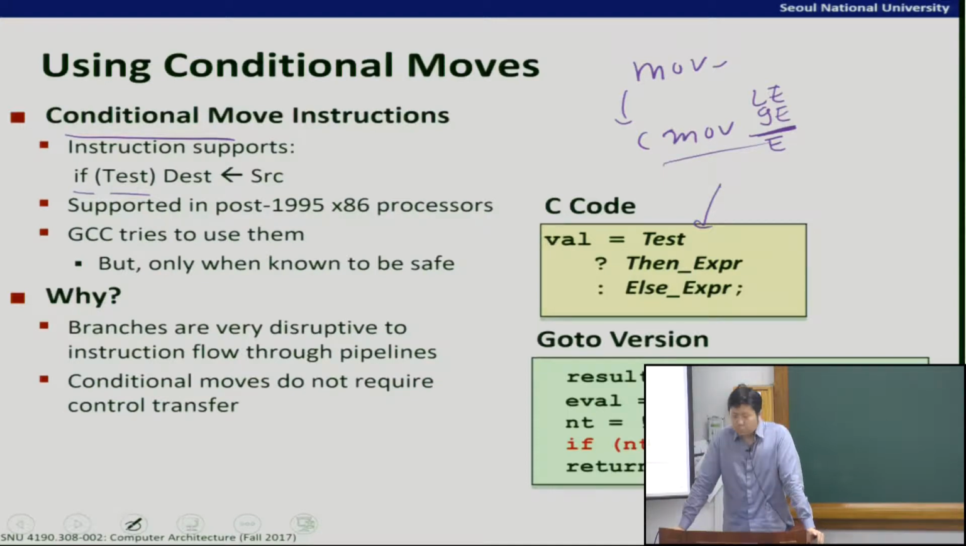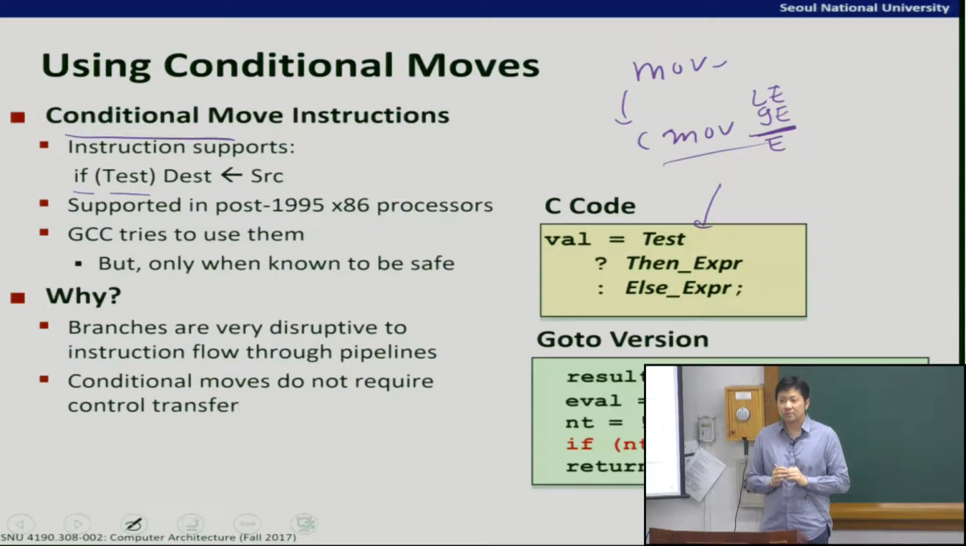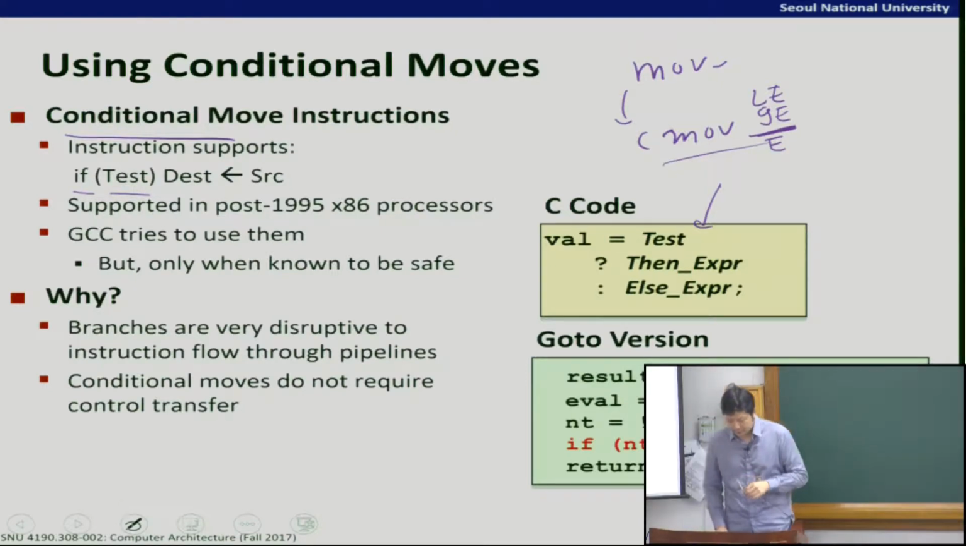So why do you use this conditional move? The reason will become evident during the second half of the course: branches are not desirable for performance. If your program has a lot of branches, then it's likely that your program doesn't perform very well. So we want to avoid using branches to maximize the performance of your program. It'll become more evident during the second half of the course.